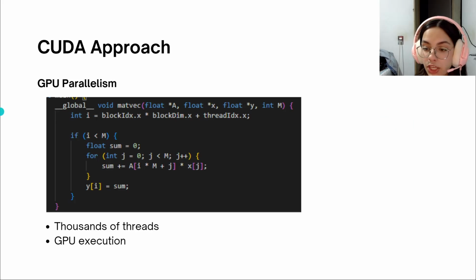Now, let's see the CUDA approach. In CUDA, we use the GPU to perform the computation. The GPU can execute thousands of threads simultaneously. So each thread can be responsible for computing one element of the result vector, which enables massive parallelism. In the CUDA kernel, each thread calculates its global index using block index and thread index. This index determines which row of the matrix the thread will process. Then each thread performs a dot product between one row of A and the vector X, storing the result in Y.